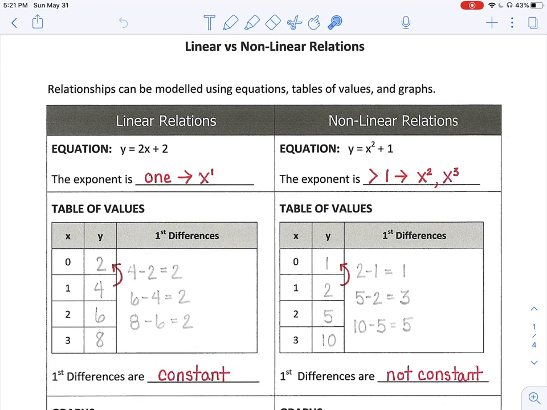If we have an equation with an x squared, or an exponent greater than 1, we see something different. I plug in the same x values into the equation, but then fill out the math. When I plug 1 in as x, 1 squared is 1 plus 1, and I do that throughout the same. Then I take my second y value and subtract my first y value. 2 minus 1 is 1. 5 minus 2 is 3. 10 minus 5 is 5. So the first differences are not constant.